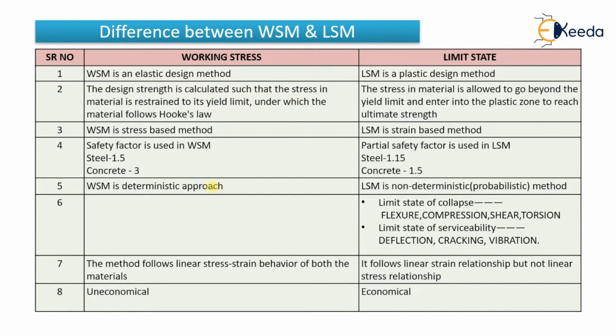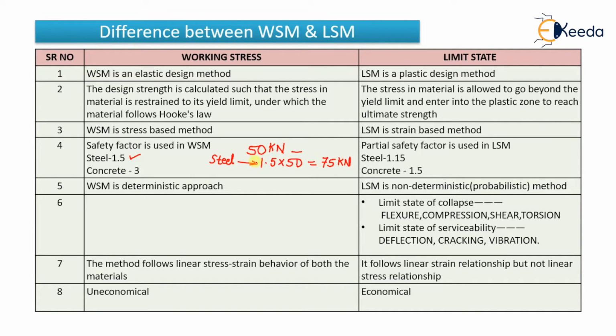See, for example, if a particular structure is subjected to a load of 50 kilonewton, so for safety what we do, we will increase this load. If it is a steel structure, in working stress method we increase it by 50%. That means we multiply by 1.5. So if you multiply it by 1.5, it will be around 75 kilonewton.